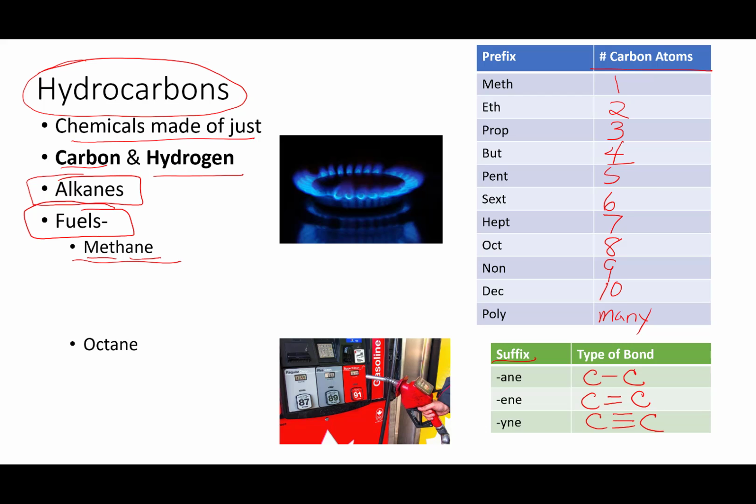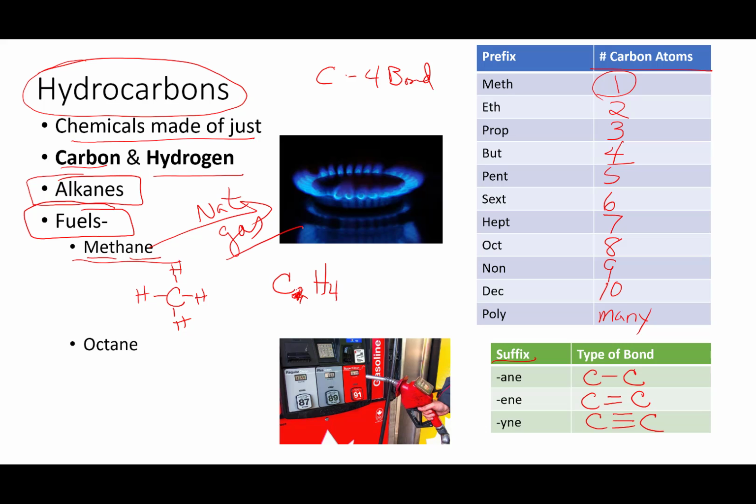Now, methane tells me that there is one carbon atom, and they're in single bonds, but that's only one carbon atom. So carbons have a tendency to always make 4 bonds. And so this carbon is going to be 1, 2, 3, 4. It's going to be fully saturated with hydrogens. And so the structure of methane is CH4, 1 carbon and 4 hydrogens. Methane is natural gas. This is the stuff that you will probably have coming into your home if you have natural gas cooking.